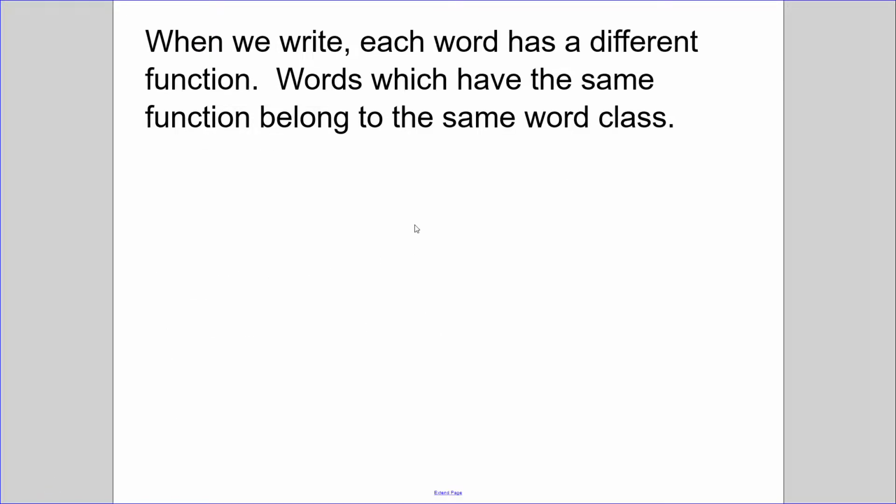So when we write, each word has a different function or a different job in the sentence. Words which have the same function belong to the same word class.